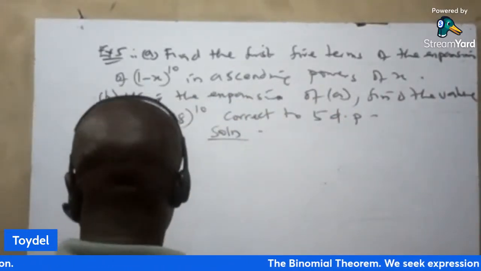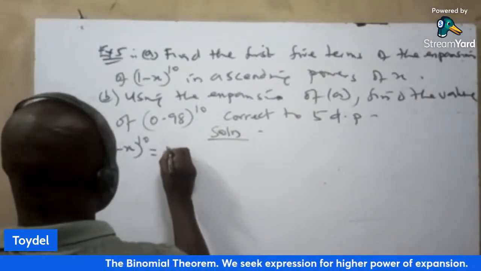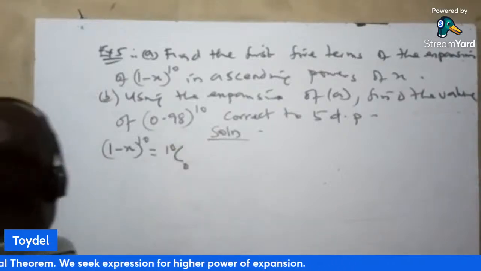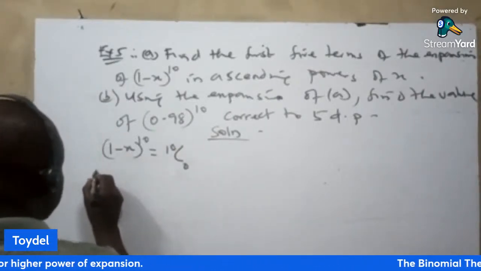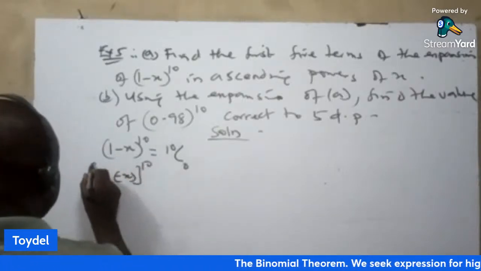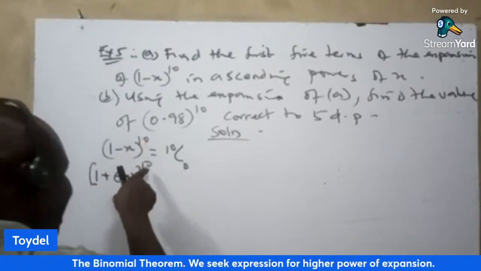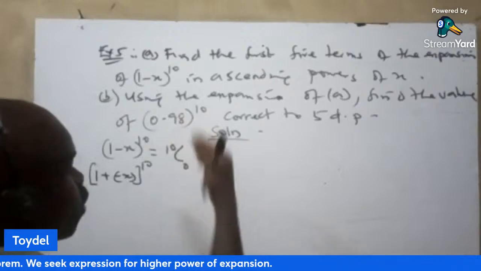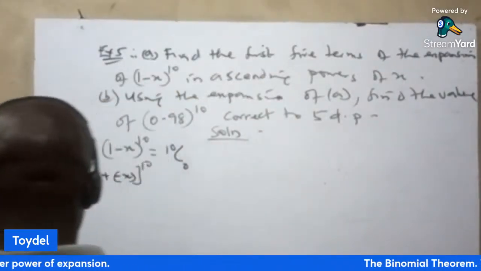If I want to do that, this is what we are going to have: 10 combination 0. Of course, 10 combination 0 will be 1, but let me just put it that way. This is the same thing as saying (1 plus minus x) everything raised to power 10. So the power of 1 will be decreasing from 10, and minus x will be increasing with respect to x. This combination helps us find the coefficients, just like when we use Pascal triangle.